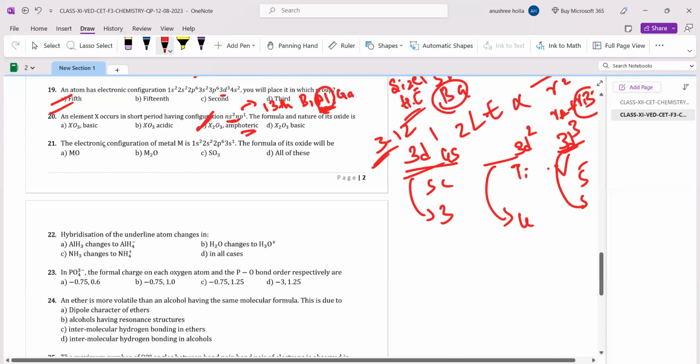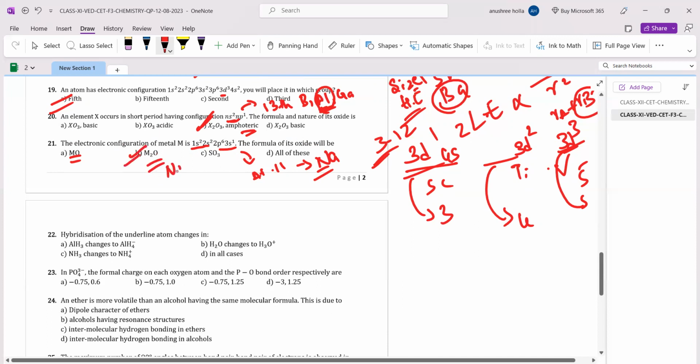Okay, 21st question. The electronic configuration of a metal is 1s2 2s2 2p6 3s1. The formula of its oxide will be? Okay, which is this metal? If you observe the electronic configuration, the atomic number is 11. So the metal is sodium. Sodium can form this monoxide. It can also form peroxide. So it is more stable with superoxide or peroxide.